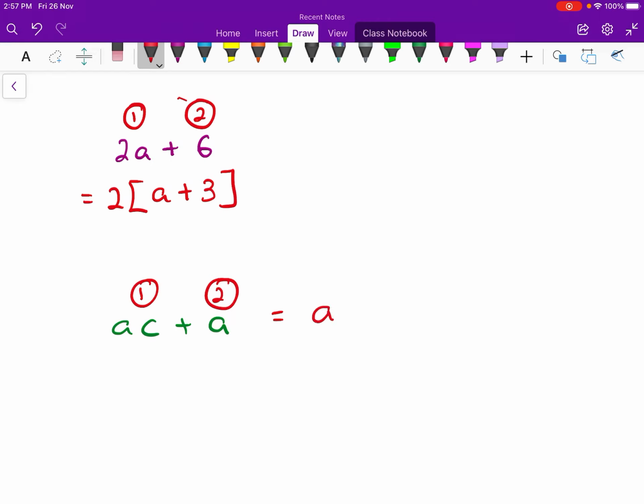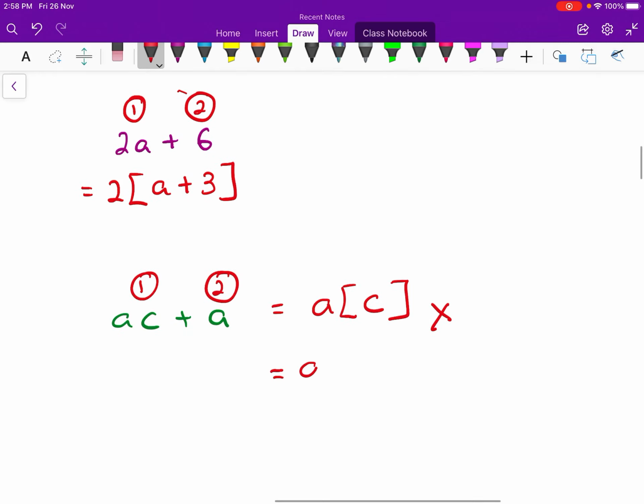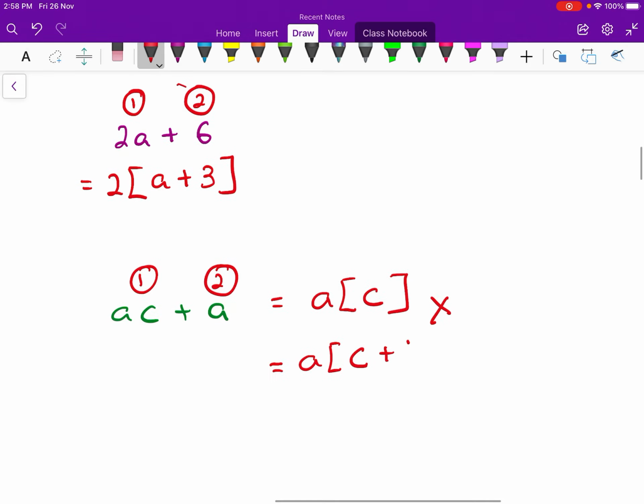So A, then I put a bracket. What is left for the first term is C. For the second term, it is left with nothing, right? Most students will just close the bracket and give this as the answer. This is wrong. What we should actually do is this: I take out A, then what is left for the first term is C. The second term is not 0 or nothing. It's actually 1.